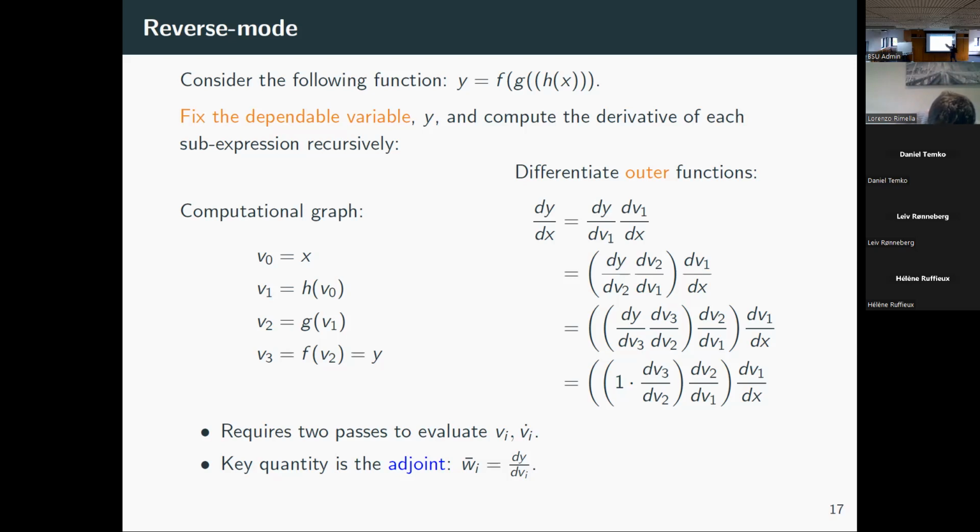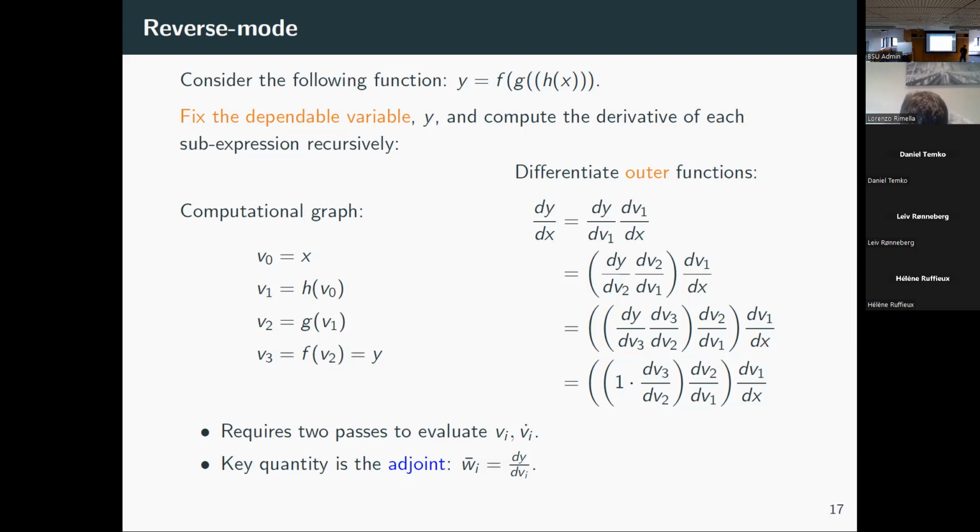I need 1 pass to go to the output to find the function value, and then I need a backward pass to come to the input and evaluate derivatives all through. If you know deep learning, you have heard the term backpropagation, right? This is the reason why it's called backpropagation.